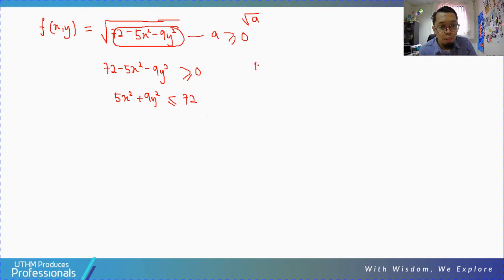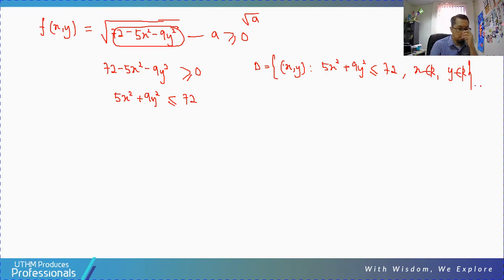So the domain is the set of (x, y) such that 5x² + 9y² ≤ 72. Okay, so x is a real number, y is a real number. Okay, that's all. Okay, how about the range? The range is the output.